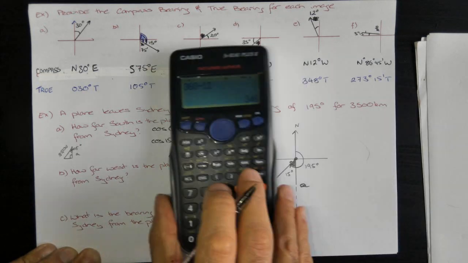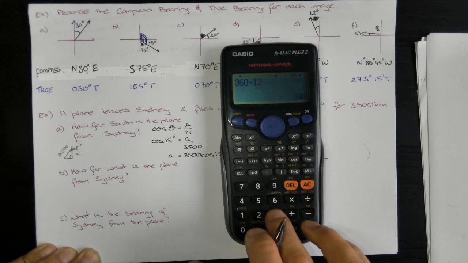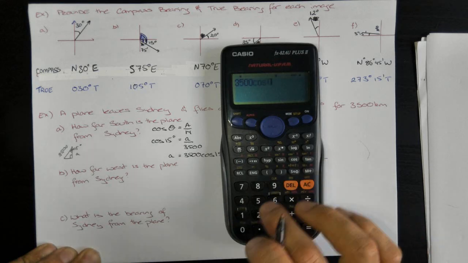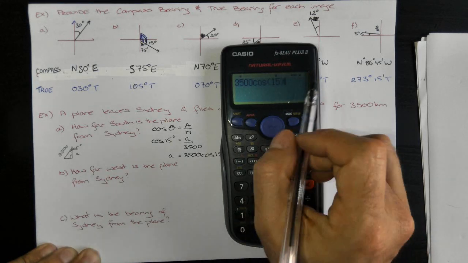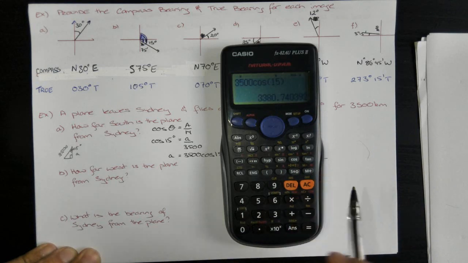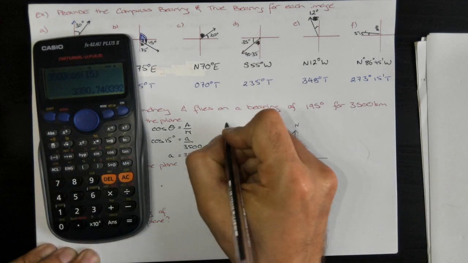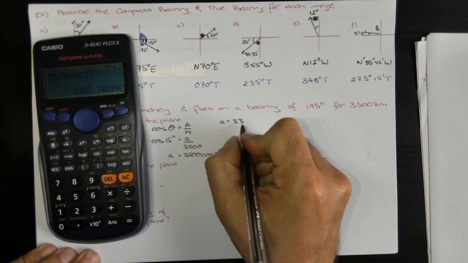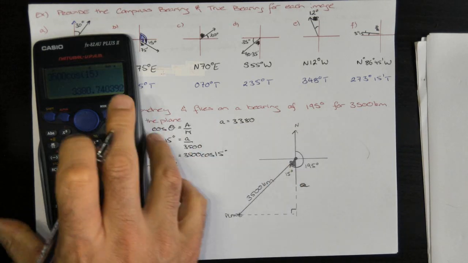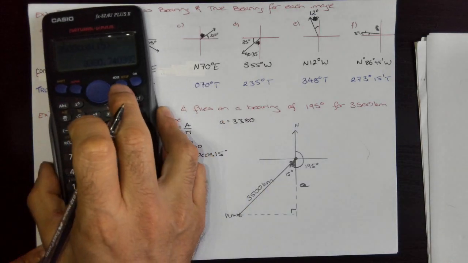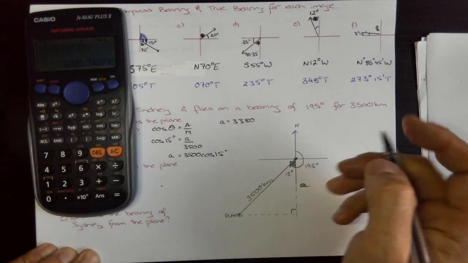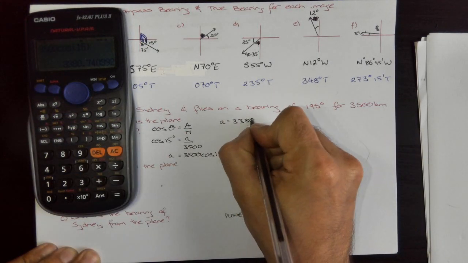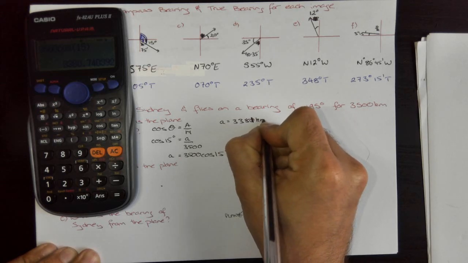Plug that into our calculator. I'm in degree mode, yep. So the plane is 3,380. Let's do it to the nearest meter, or nearest kilometer. So 81 kilometers.